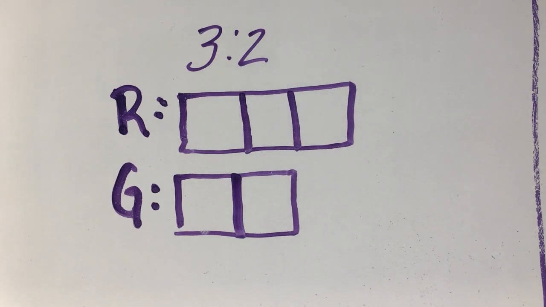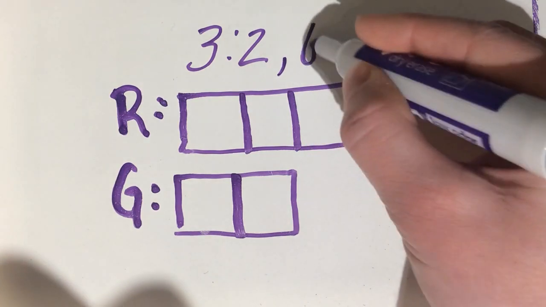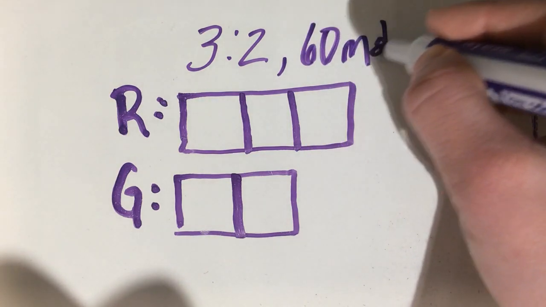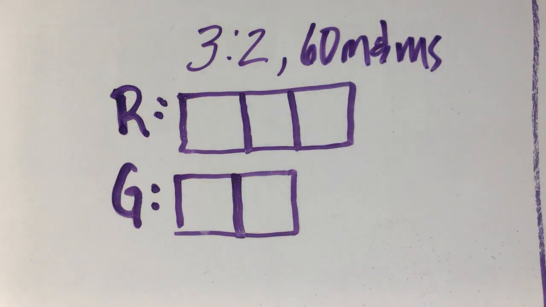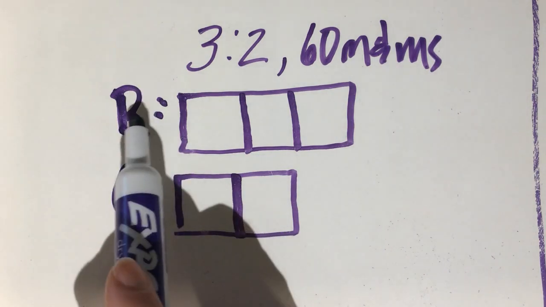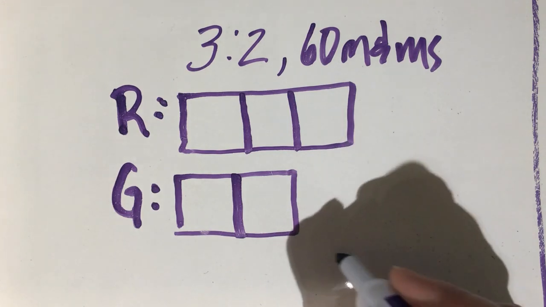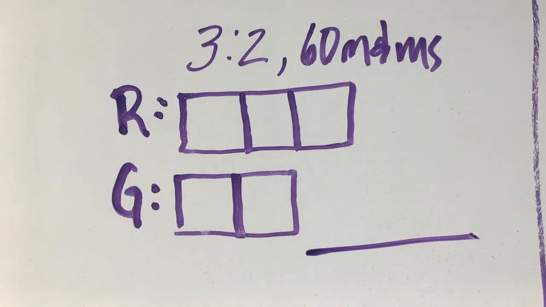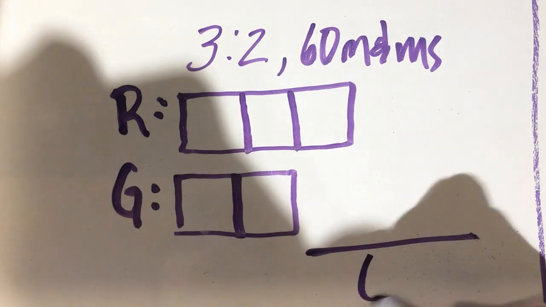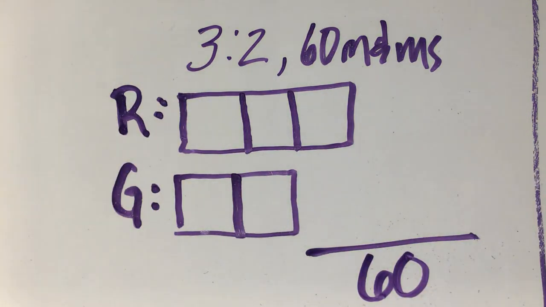All right, now in a tape diagram problem, you are always going to have one more piece of information. And in this case, they told us that we have 60 M&Ms total. Okay, so this one right here is the red part, this is the green part. I like to put a line down here, and this is where we put our total. Because I know I have a total of 60 M&Ms made up of red and green M&Ms.